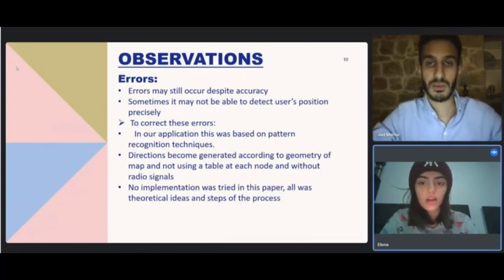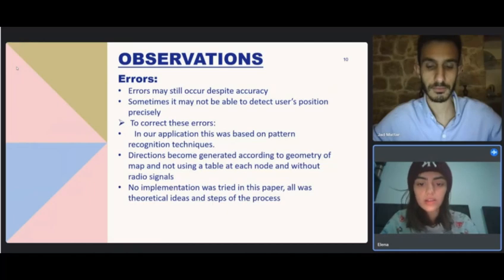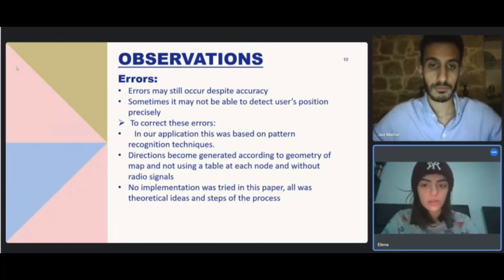We have observed that a lot of errors may still occur despite the accuracy of this algorithm. Sometimes the algorithm may not be able to detect the user's position precisely. To be able to correct these errors, we have used pattern recognition techniques. The directions are generated according to the geometry of the maps and not according to the table of each node or the radio signals. In this paper, we have only used theoretical ideas and steps of the process, and we have not used any implementations.